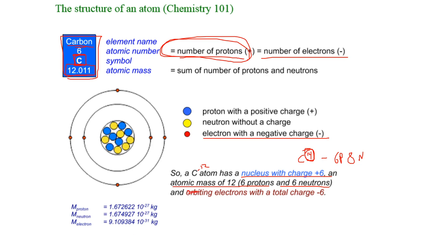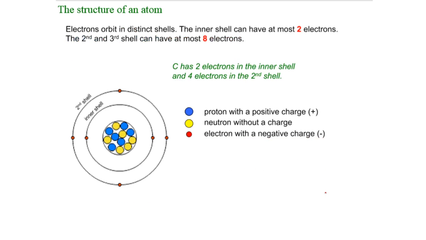I don't like this word orbiting here. I shouldn't have put this, because electrons don't really orbit. They are in a state of constant motion in a cloud around the nucleus. The electrons have a total charge of -6 when the atom is electrically neutral. I keep using the word orbit, but let's say, quote unquote, they orbit in distinct shells. There are very specific distances that the electrons occupy away from the nucleus.